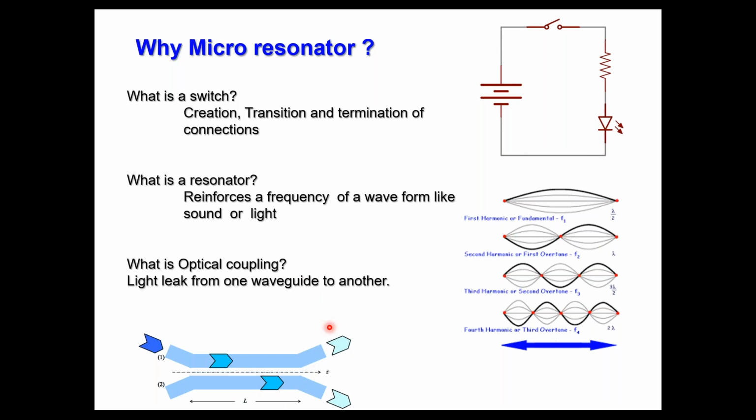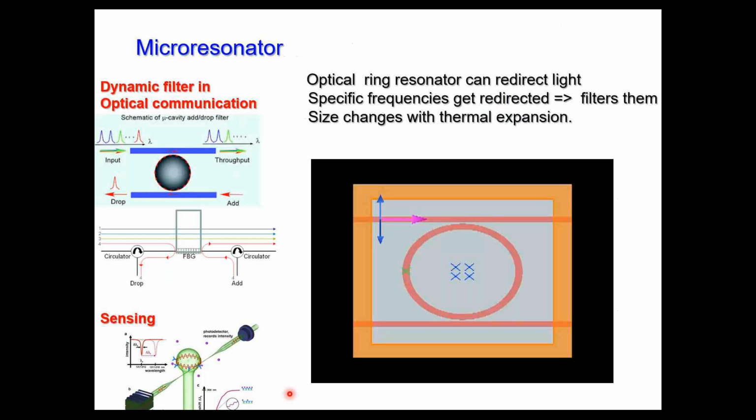Similar to that, you can also couple light out of or into a micro resonator. If you are familiar with optical communication, you might have studied add drop multiplexers. This is a combination of a fiber Bragg grating and a circulator, with an input fiber and an output fiber. This system takes a number of channels as the input, and it can drop one of the channels from here.